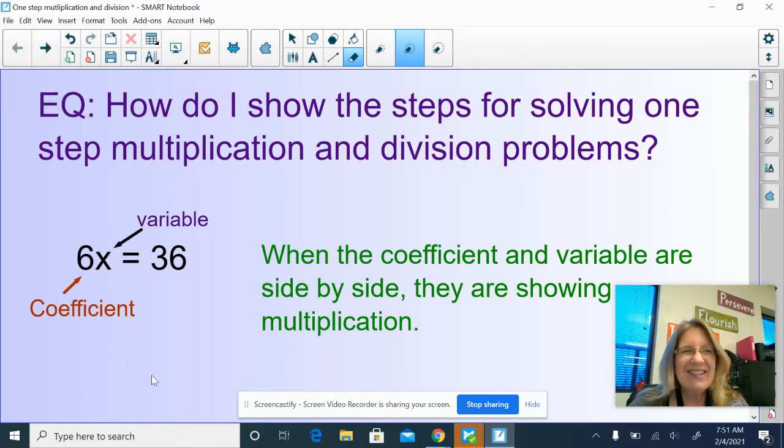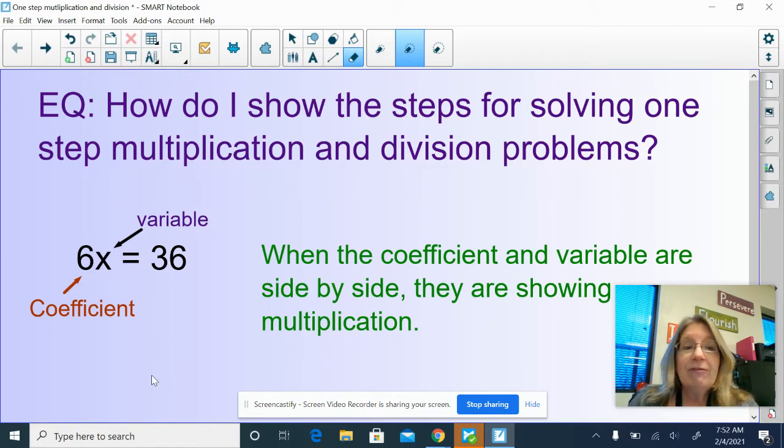There we go. All right, so this lesson is how do I show the steps for solving one-step multiplication and division problems? Again, just like the last lesson, I'm going to be a stickler about showing the steps. Every time I get a few stubborn kids who are like, nope, I can do it in my head. And remember, we're setting up the habits so that in seventh grade, eighth grade, you have the habit and those teachers are going to want the steps shown. All right, so this is preparation.